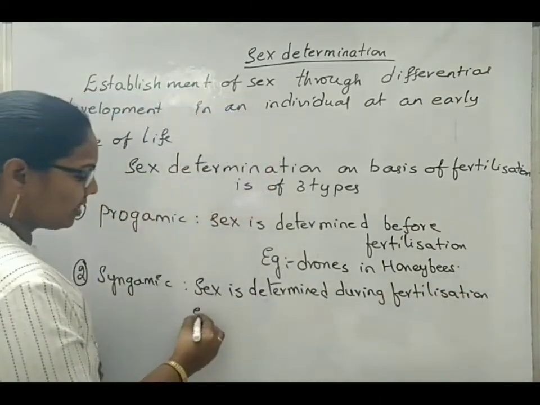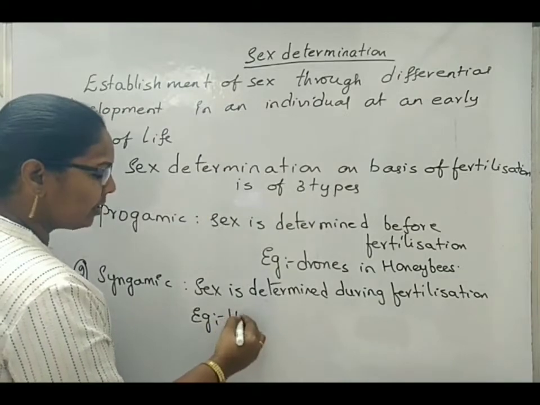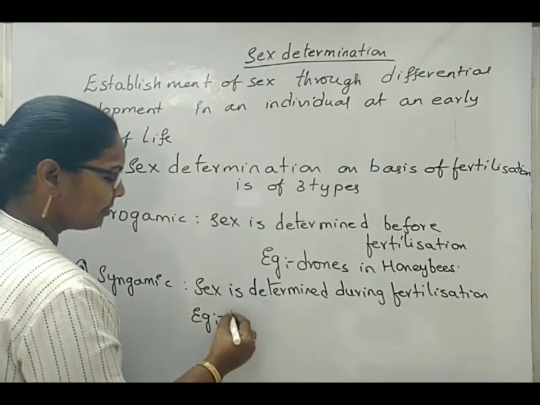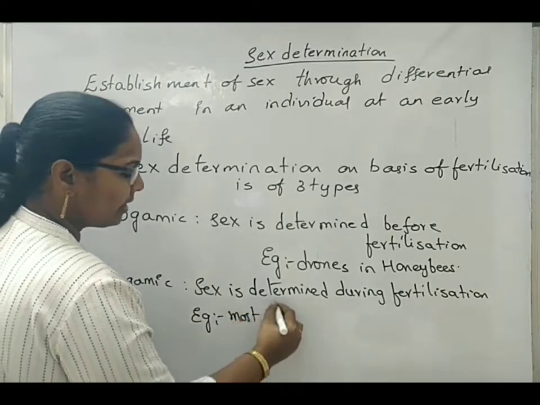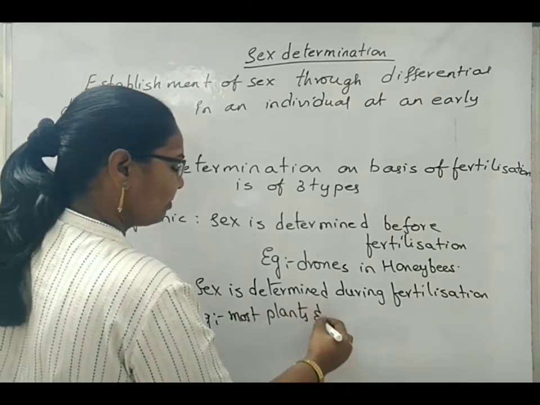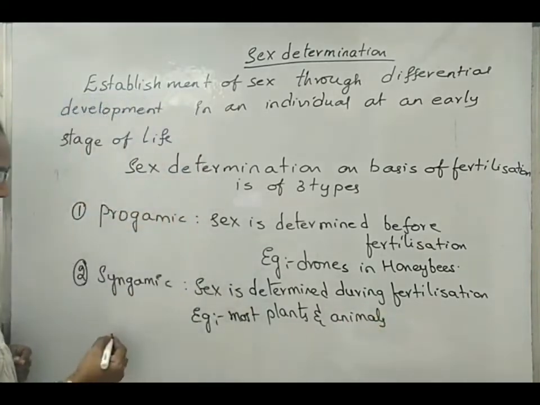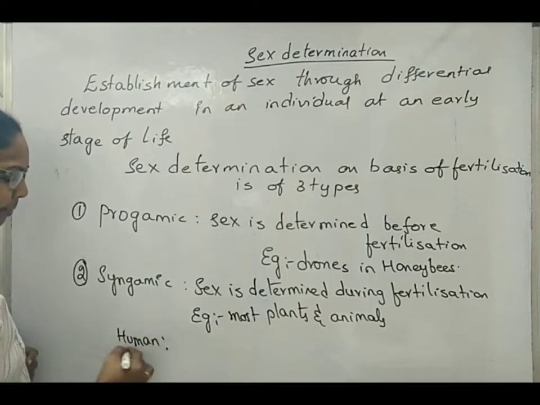Here we can see one example. We will take humans as an example. Here, for examples I will write: most plants and animals. In addition to this, we will also take, in the case of human beings, how the sex is determined.